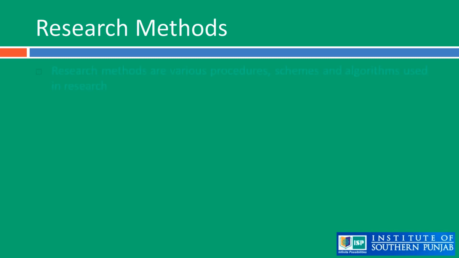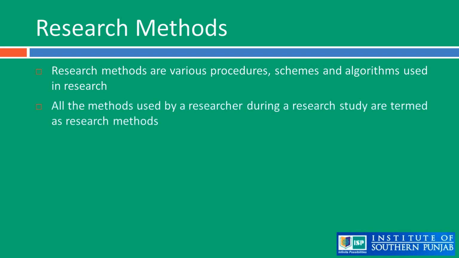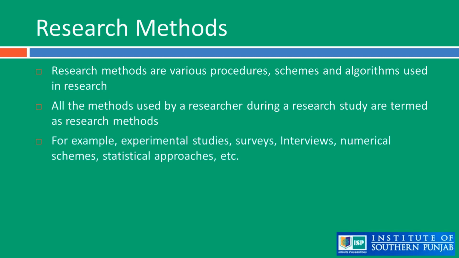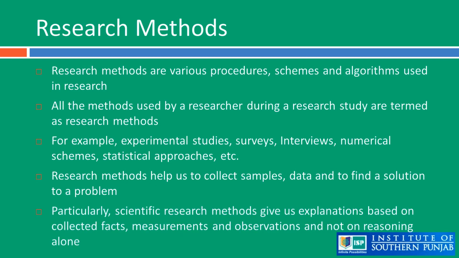What are research methods? Research methods are various procedures, schemes, and algorithms used in research. All the methods used by a researcher doing a research study are termed as research methods. For example, experimental studies, surveys, interviews, numerical schemes, for example, Newton's method for solving nonlinear equations, Gauss-Jacobi method, Gauss-Seidel method, power method to find eigenvalues and eigenvectors, all are the numerical methods. Research methods help us to collect samples, data, and to find a solution to a problem. Particularly, scientific methods give us explanations based on collected facts, measurements, and observations, and not on reasoning alone.